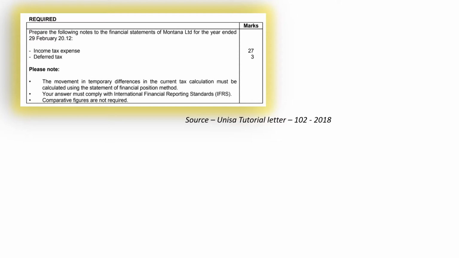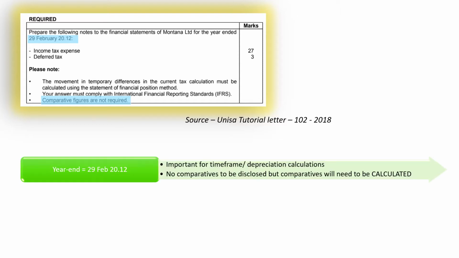The requirement. Prepare the following notes to the financial statements of Montana for the year ended 29 February 2012. Comparative figures are not required. So bear in mind over here that a year end has been provided to you. This year end is very important because it helps us jot down key dates on a timeline, and the year end also helps us for depreciation and wear and tear calculations.